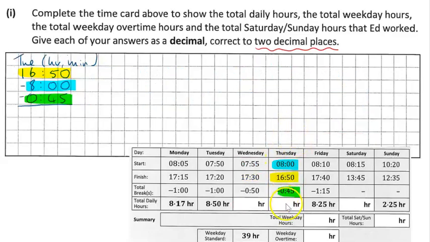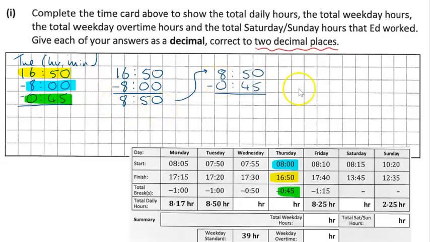Now we're going to figure out what goes in Thursday's box. In the same way, we're going to do 16:50, which is the finish time, minus 8 a.m., which is the start time, minus the 45 minutes break. So do 16:50 take away 8 hours. Now we don't need to borrow any hours this time. 50 minutes take away 0 minutes is 50 minutes, and 16 take away 8 is just 8. So we've 8 hours and 50 minutes.